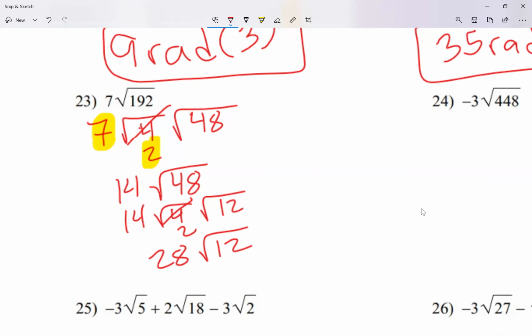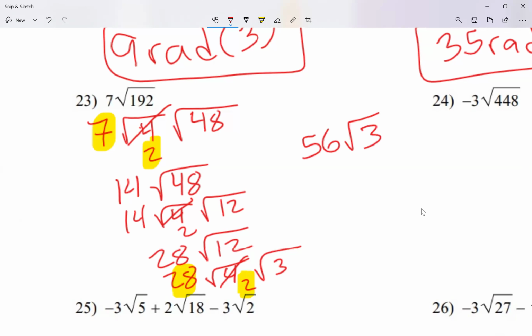Just because I simplify once doesn't mean I'm done. I gotta always ask myself, can I simplify this even more? Now, radical 12. Okay, can I simplify this even more? I'm gonna leave my 28 outside. Can I think of two numbers that multiply to 12, one of them being a perfect square? Yeah, 4 times 3. The square root of 4 is 2. When I multiply my whole numbers, I'm gonna get 56 radical 3. Right, 28 times 2 gave me 56. Now I gotta ask myself, can I simplify that radical even more? Nope. So my answer is gonna be 56 radical 3.